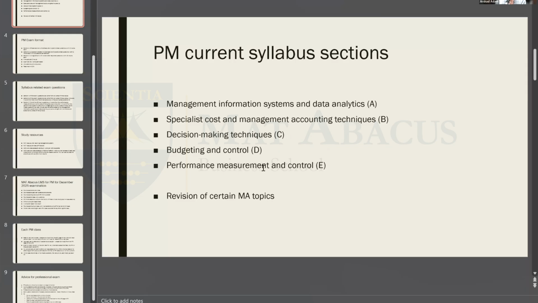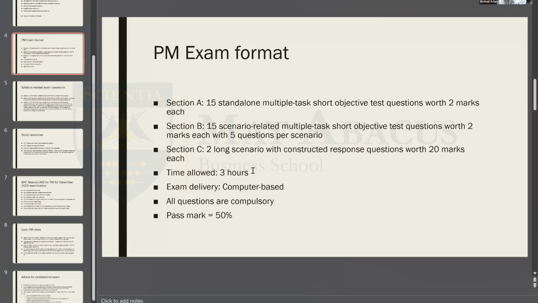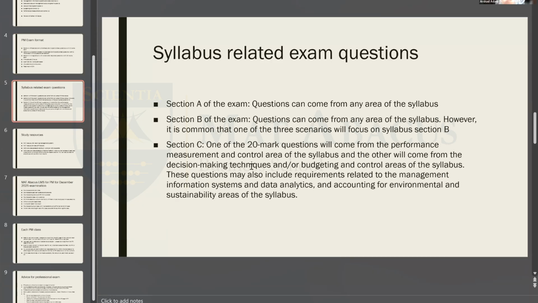And in section C, one of the 20 marks questions will be from the performance area of the syllabus, which is performance measurement and control. So you might say, but why are you talking about the exam? You see, at the end of the day, ACCA is exam oriented. There is no such thing as we give you an assignment for you to do and we mark it and it counts towards your results. Of course, we give you tests to do. It's mostly for you to gauge and for the lecturer to gauge how well you're progressing.